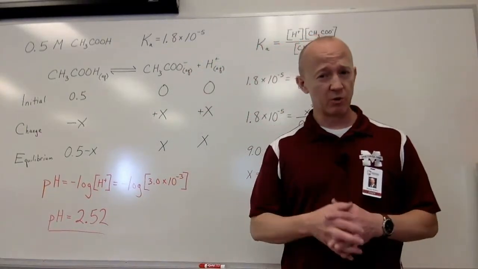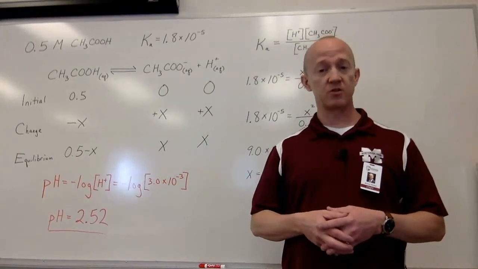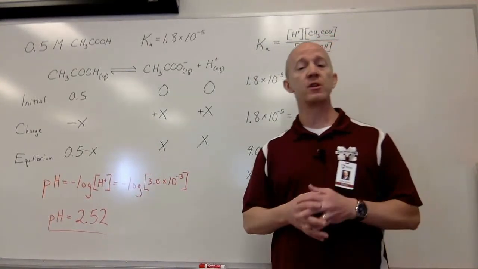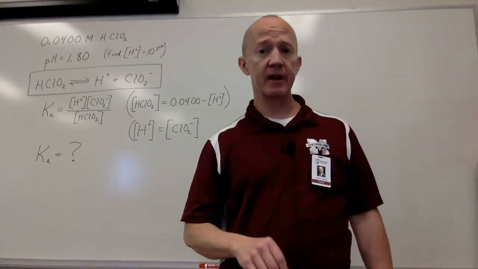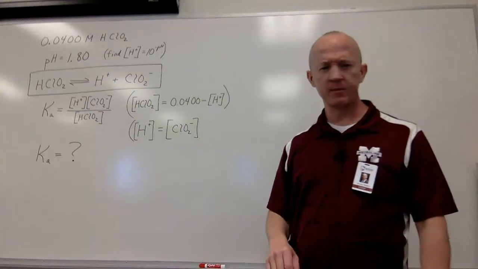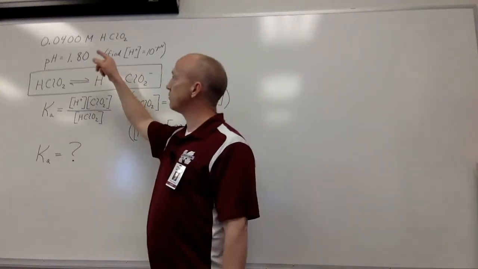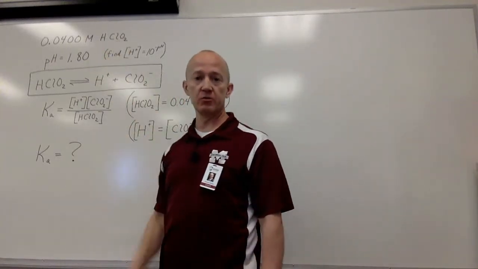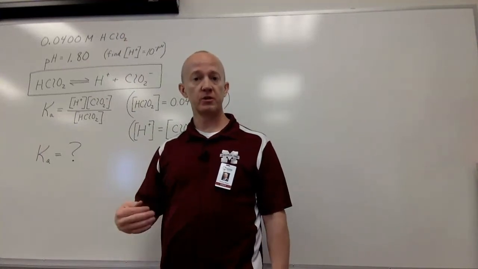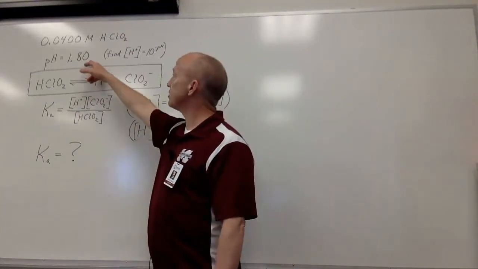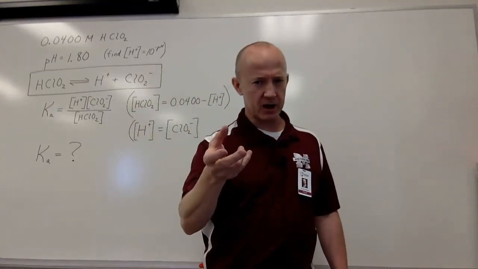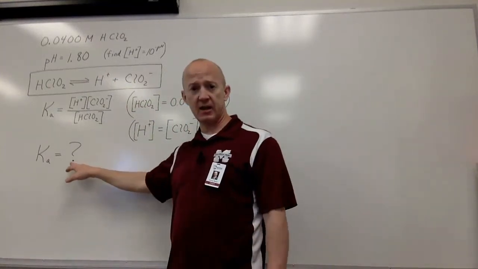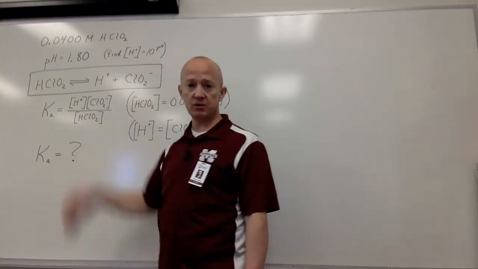Okay, so a little more involved with the weak acids than they are the strong acids, but it's important to know how to do it for later on. Okay, here's your problem for the day. I'm going to lead you through it just a little bit, all right? You have 0.04 molar HClO2. That's chlorous acid. The pH is 1.80. Now we're going to work a little backwards this time. We're going to actually find the Ka based on these conditions.